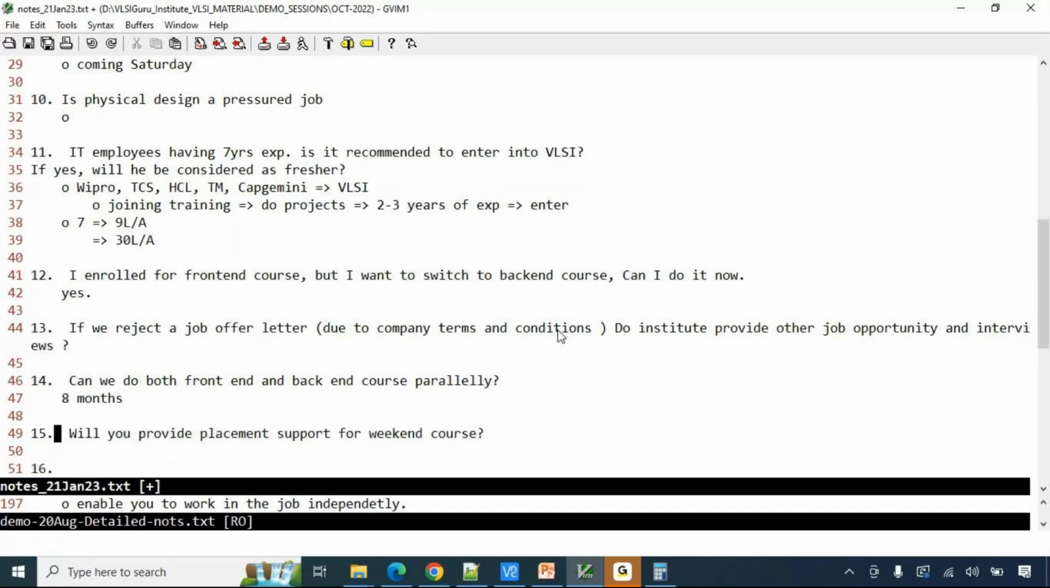Will you provide placement support for the weekend course also? Of course, yes, because everyone, online students also, everyone gets the same support. Everyone is added into the same WhatsApp group. Generally, what happens? We maintain one common WhatsApp group for each domain. For DV, design verification, one group. For FPGA, one group. For DFT, one group. For PD, one group. So like that, there will be 5, 6 different groups. Whatever requirements we get, we keep posting in those groups, and the students apply. We'll give a form where they have to apply, and those profiles we share with the company, and the company will take it forward.